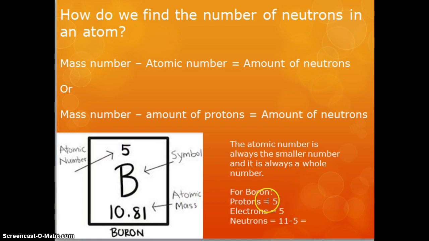So for boron, we have 5 protons. We said the number of protons and electrons are the same when we start out because it is electronically neutral. And therefore we have 5 electrons. And how many neutrons do we have? Well, remember, we need to round this to the nearest whole number. So 10.81 rounds to 11. 11 is the total mass, or how much the whole atom weighs. And 5 of that 11 is the protons' weight. So what's left over? 6, which means that we have 6 neutrons.